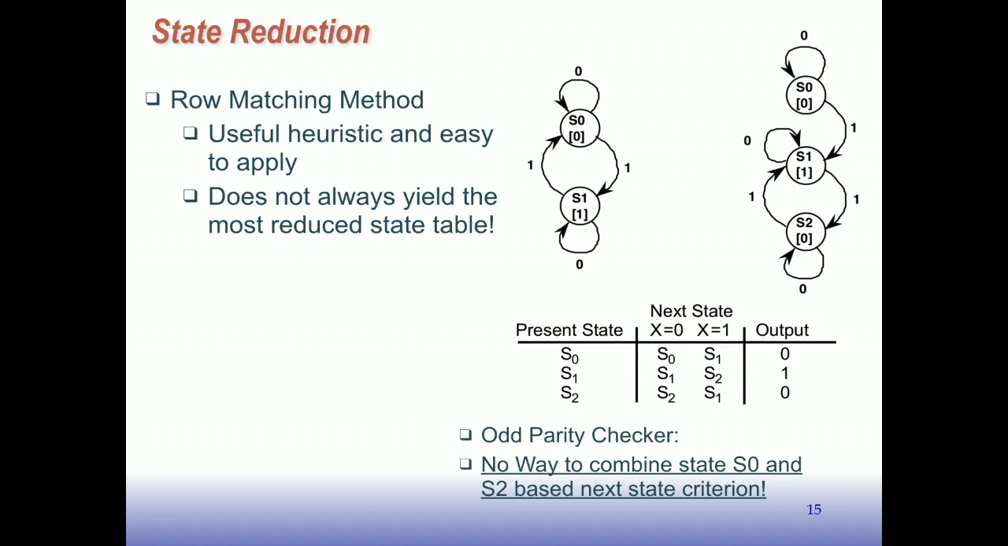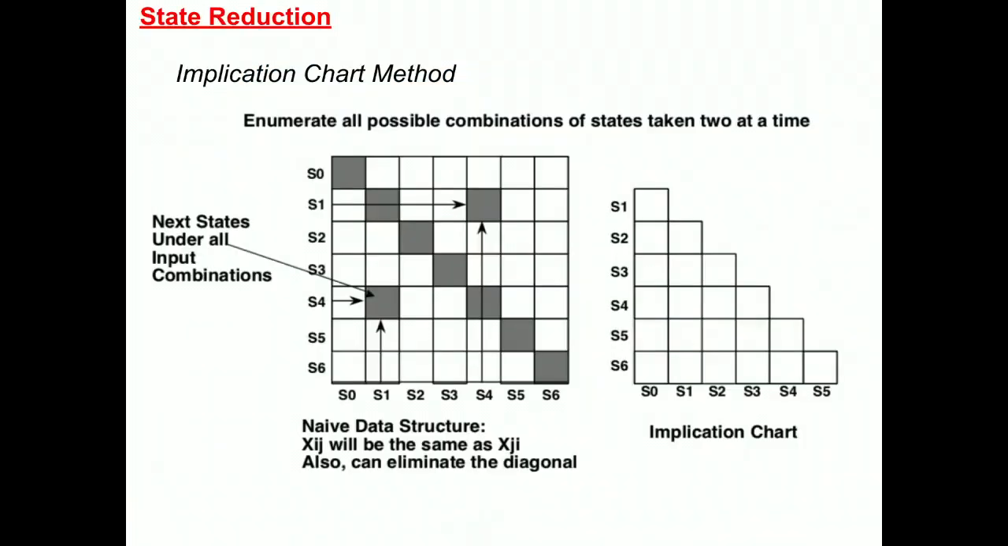So there's a more powerful way to do the state reduction, and it involves a data structure called an implication chart. What an implication chart is, is a chart that gives us a way to look at pairs of states in a very systematic way. So what we do is make this big rectangular grid where along the x-axis we list all the states, and then we relist all the states along the y-axis.